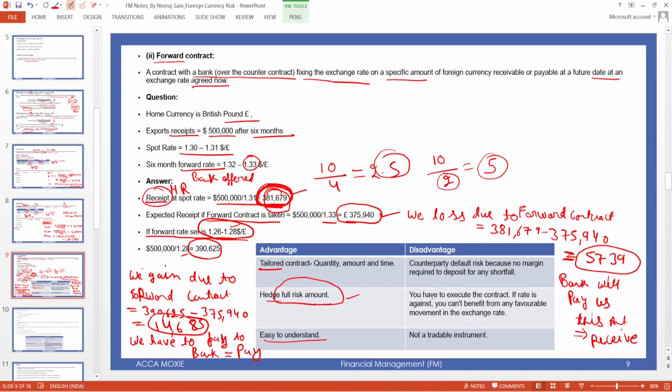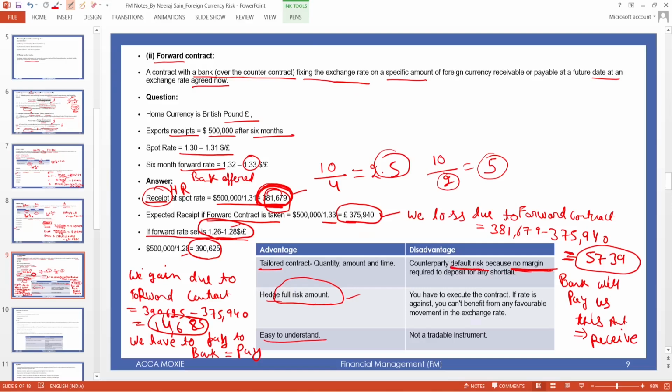It's easy to understand. Counterparty risk is a disadvantage because there is no margin requirement in this case. But in case of futures and options, you have a margin requirement. If any of you are doing trading or have a demat account, then you can understand this. When you go for futures and options or derivatives, you have to deposit the margin amount, right? But in case of a forward contract, you don't need to deposit any margin amount.